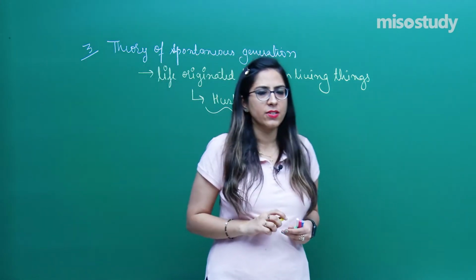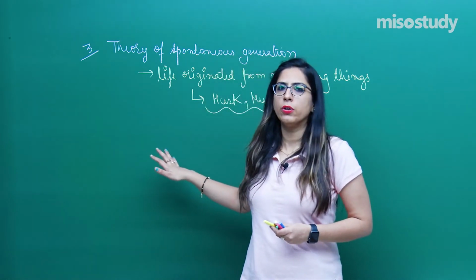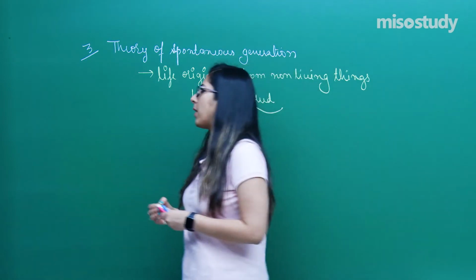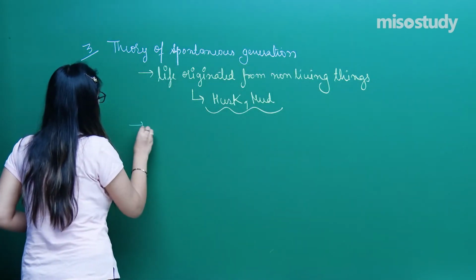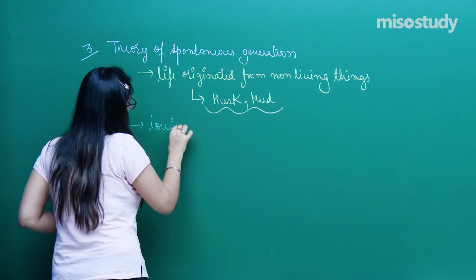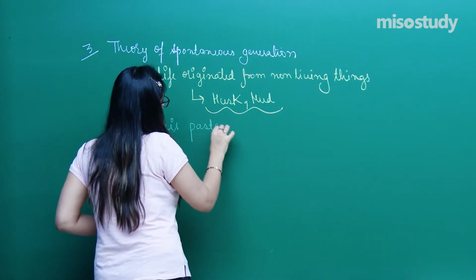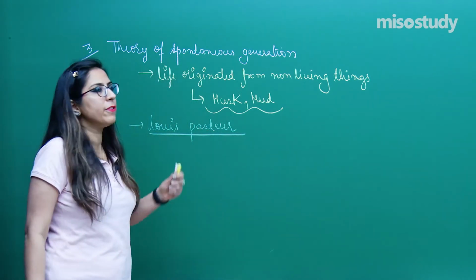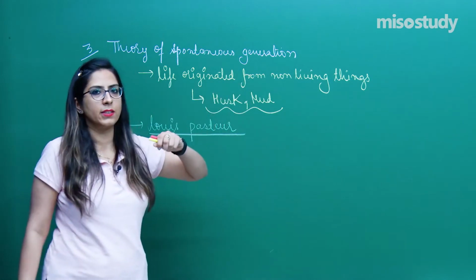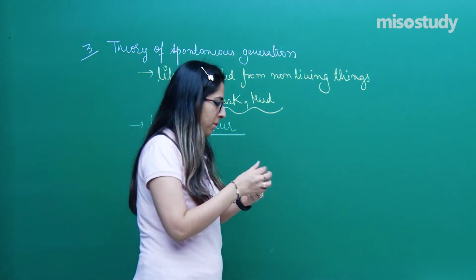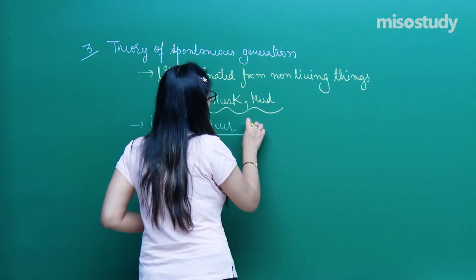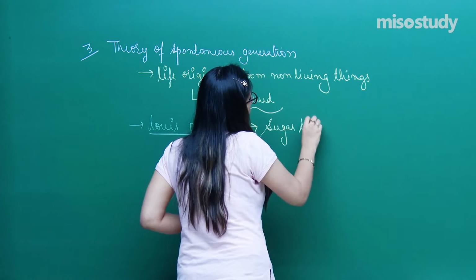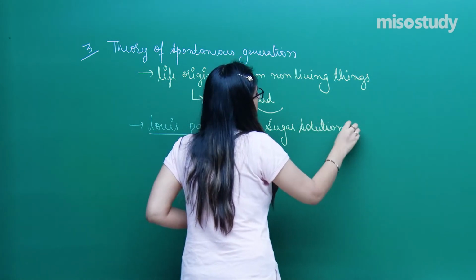Later on, various scientists came. They tried to disprove this theory, and we will be discussing one experiment which was done by Louis Pasteur. The Louis Pasteur experiment states that life doesn't arise from non-living things. Now how did this experiment proceed? First of all, he took a sugar solution, along with yeast.